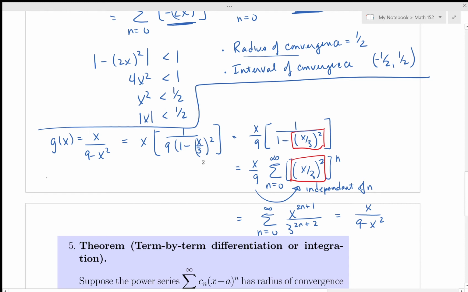Well, the geometric series converges when its common ratio is less than 1. So I'm going to solve this equation here. That would be x squared less than 9, so the absolute value of x less than 3. So here, the radius of convergence is 3. So r is equal to 3. And at first pass, the interval of convergence is minus 3, 3. And then I would need to check endpoints.